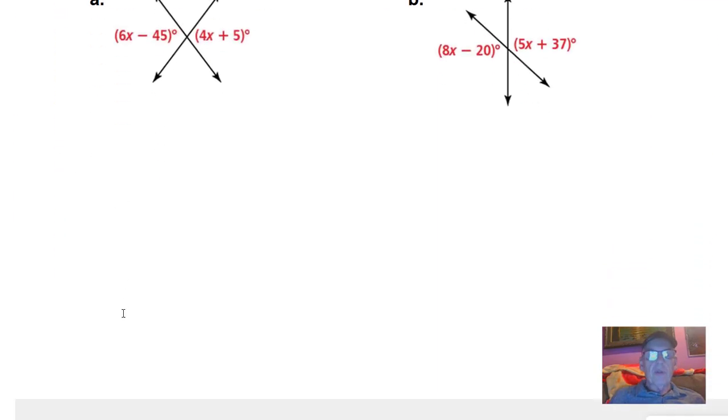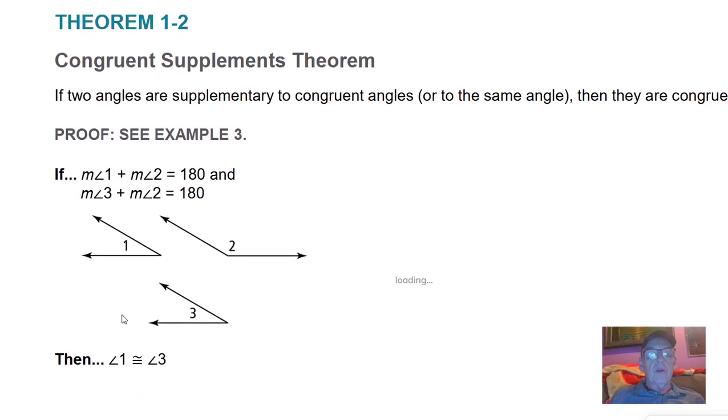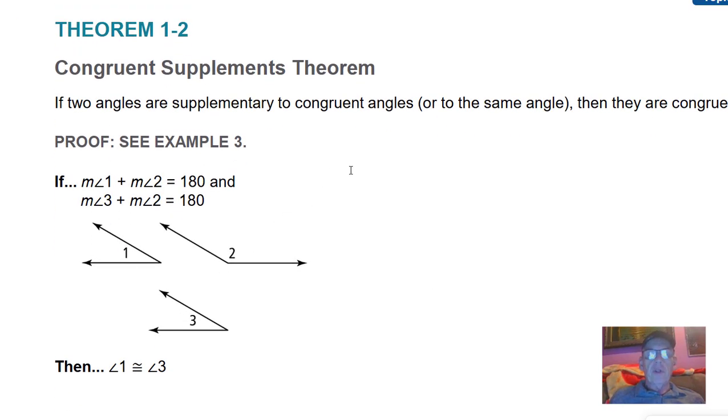Example 2, try it. We'll do it in the student companion. Here's our next theorem, Theorem 1-2, the congruent supplements theorem. So in general, let me highlight this. The congruent supplements theorem, with a little bit of a different wording, basically says that if two angles are congruent to angles that are supplementary, then those angles have to be congruent to each other. So see how that works. If two angles are supplementary to congruent angles or to the same angle, then they are congruent.